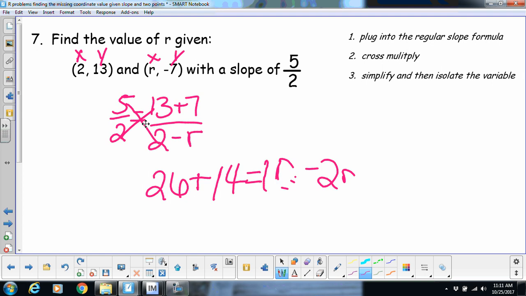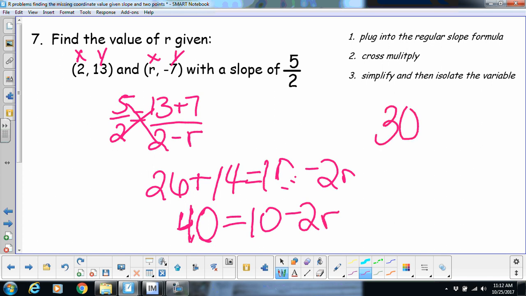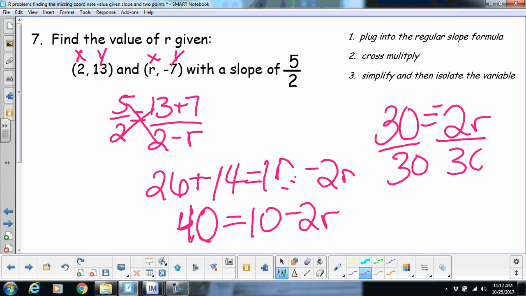5 over 2 equals 13 plus 7 and 2 minus r. So 26 plus, yeah, you can do it that way. You're right, you're good. You're good so far. 10 minus 2r. And then move the 10. Right. Negative. What do you divide by? There you go, divide by the negative 2.